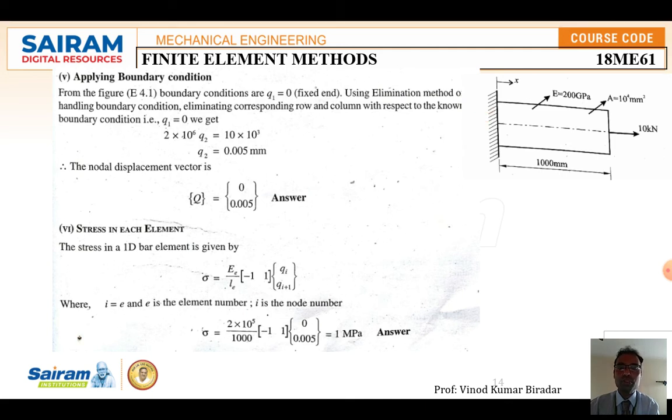Once you know the nodal displacement, go for the stress in each element. We listed out the formula: stress in each element is equal to Young's modulus by Le times [-1 1] times [q1 q2], that is u1 u2, the displacement. We already calculated the displacement value. Substitute here: stress is equal to [-1 1] times [0 0.05], and you are going to get 1 megapascal. Stress is equal to 1 megapascal or Newton per mm square.